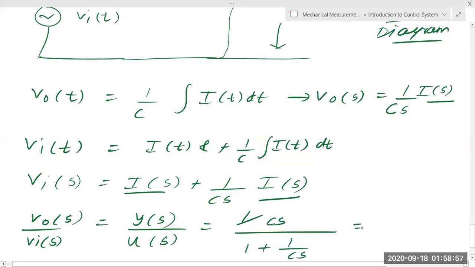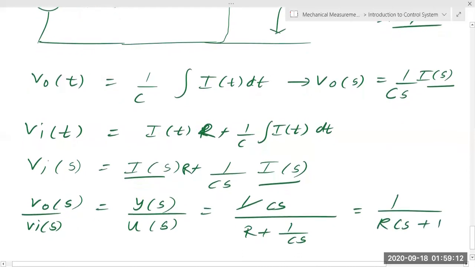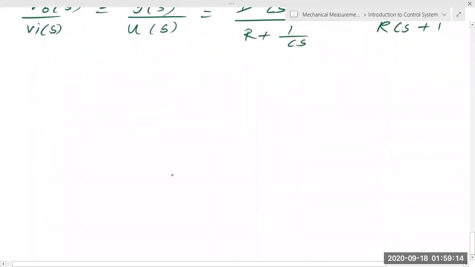Now, if I try to simplify, did I forget something? Yeah, R. I forgot R. There is an R here. Okay, I of S times R. So this will be R. So this will be more like 1 by Cs over R plus 1 by Cs, which is 1 by RCs plus 1. Now we already know that this is nothing but G of S. G of S is equal to 1 by RCs plus 1.